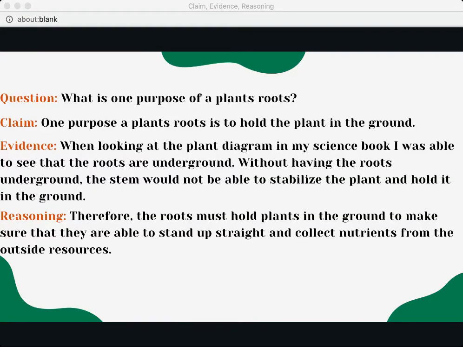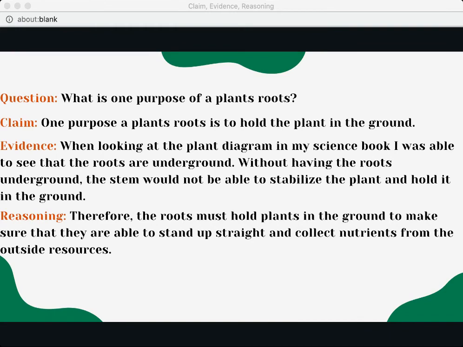This example here provides a glimpse of how it can look using an example about plant structure. The question is first posed for students, which is, what is one purpose of the plant's roots? Next, the student writes the claim. The claim that is written here uses one sentence. Here, the student's claim is that the purpose of the plant's roots is to hold the plant in the ground.